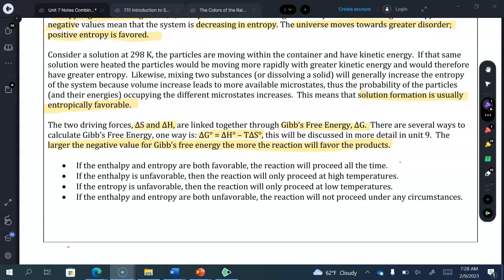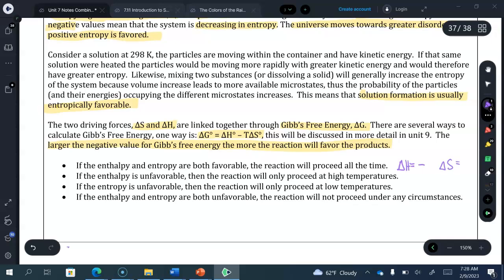So what this is saying is for it to always be favorable, our delta H has to be negative and our delta S has to be positive.